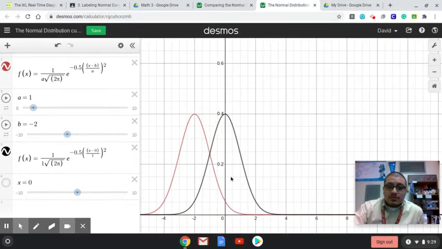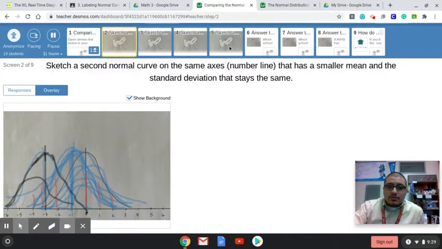The mean is smaller because here on this black normal curve, the mean is 0, but on this red normal curve, the mean is -2. So the mean is smaller here. So if you do want a smaller mean, then you should draw this normal curve to the left. So all these graphs to the left are correct. It should basically be, as best you can, an exact copy of this original one, but shifted to the left.